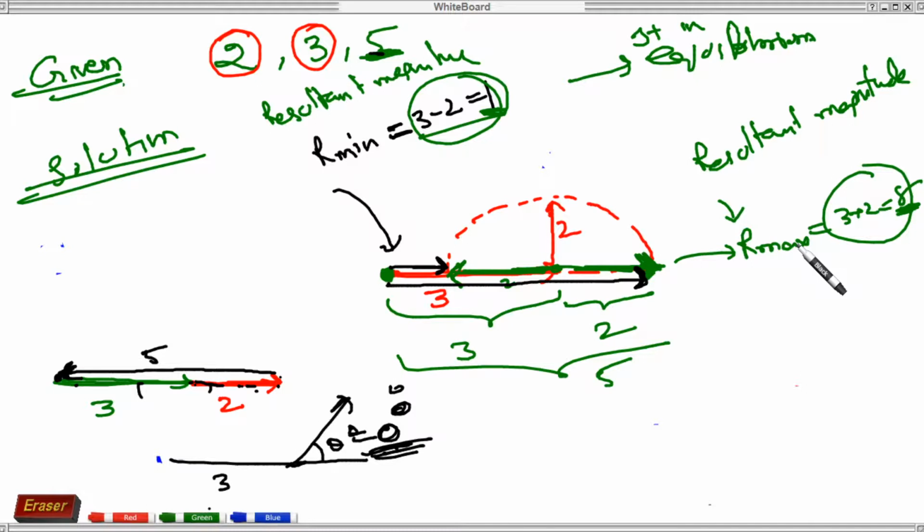We have to find out the maximum and minimum values of the resultant vector. Consider any two vectors, pick any two out of three, and find the maximum magnitude of the resultant and the minimum magnitude of the resultant. If the third vector lies within that range, then you can say that it can give a zero resultant.